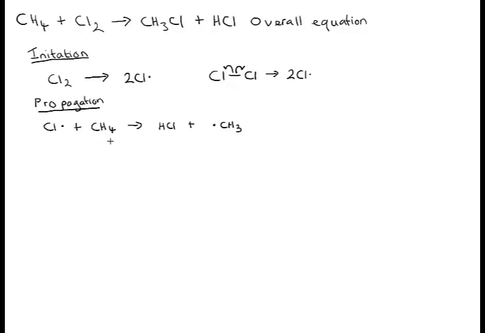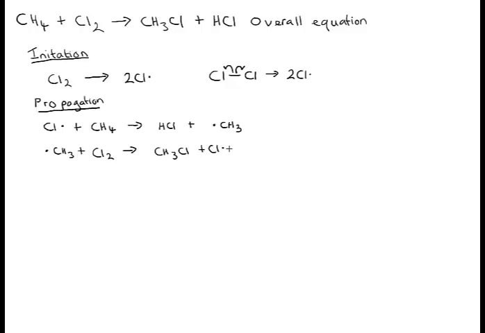Now, this isn't particularly stable, so the methyl free radical will react further. And there is actually a mixture of chlorine gas in our mixture and chlorine free radicals. And so the methyl free radical will react with a chlorine gas. And so it will form the chloromethane, and it will release another chlorine free radical.